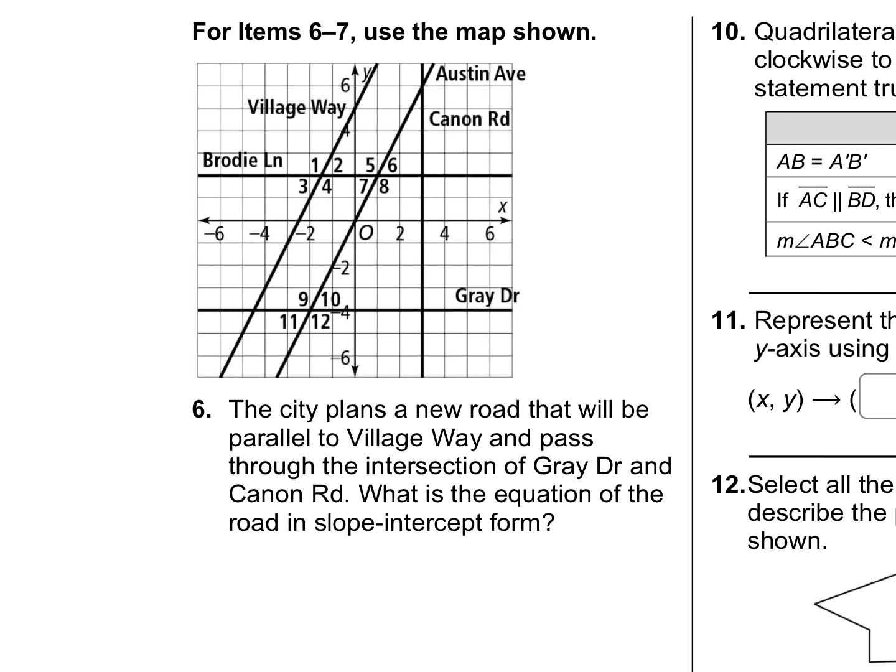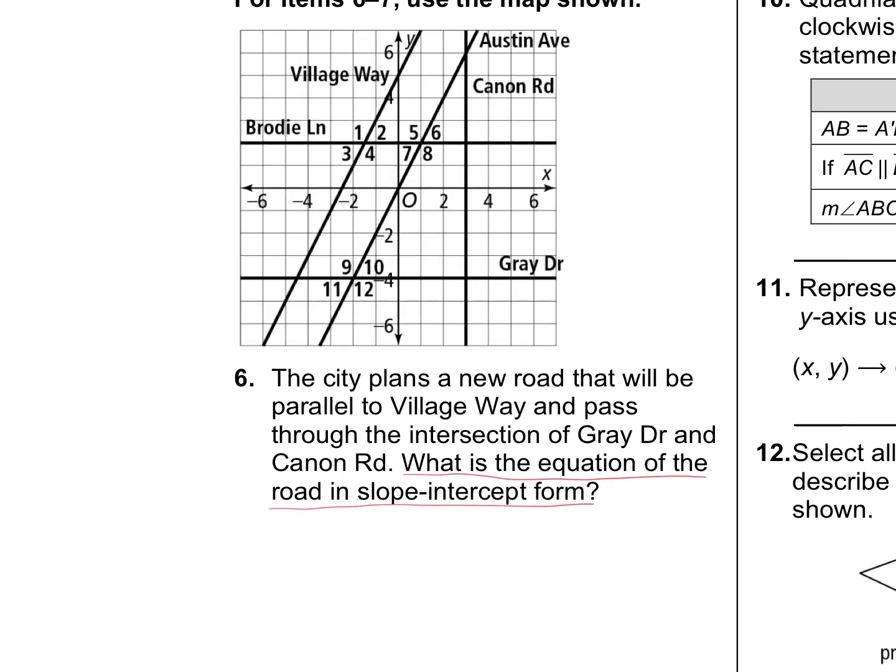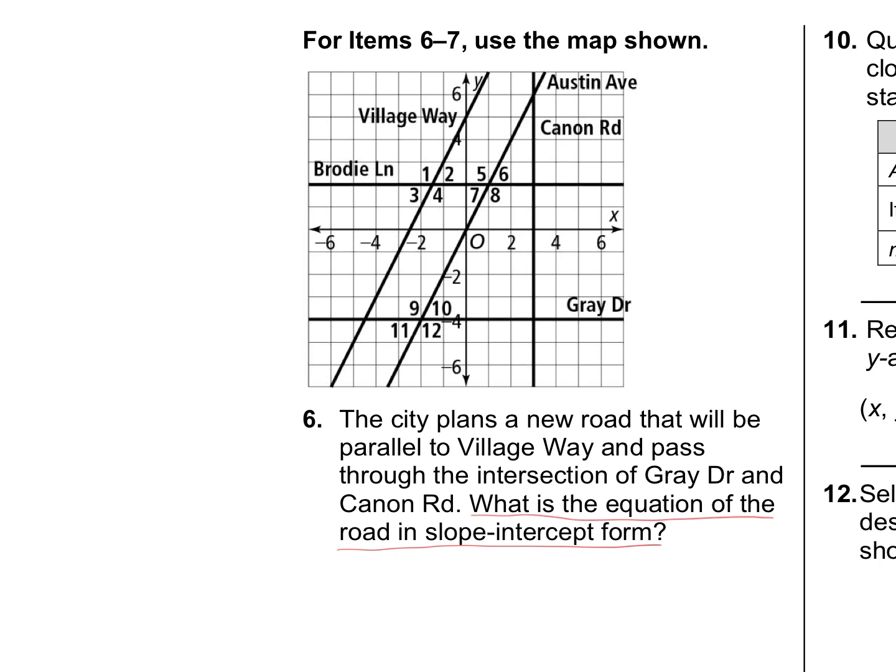So it says the city plans a new road that will be parallel to Village Way and pass through the intersection of Gray Drive and Cannon Road. What is the equation of the road in slope-intercept form? What I recommend you do, look at the question. We want to know what it's asking so we know what we need to work for. Okay? It wants us to write an equation in slope-intercept form. What is that? Y equals mx plus b. So we know we need an equation that looks like that.